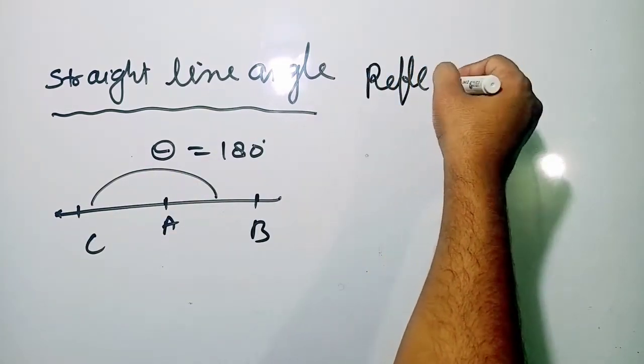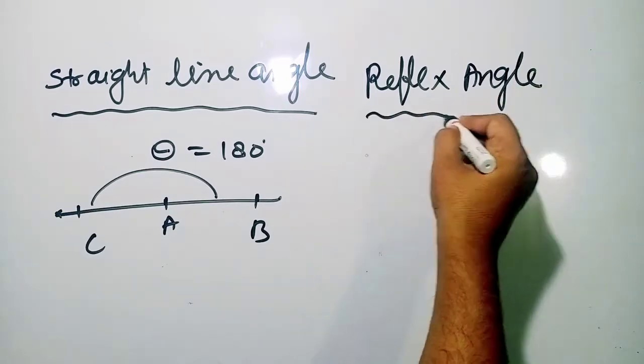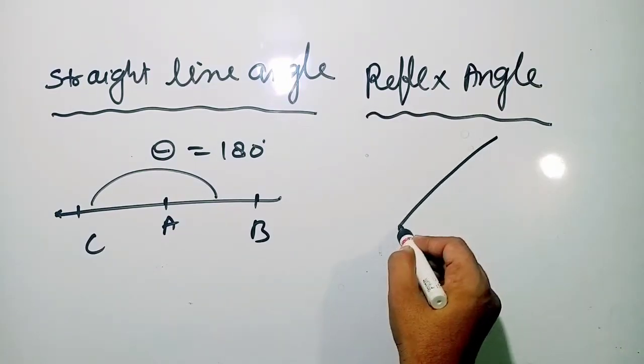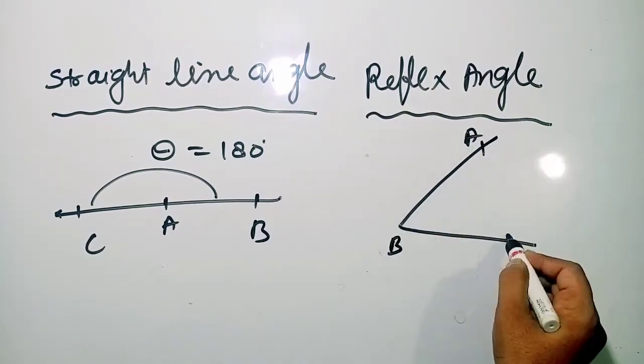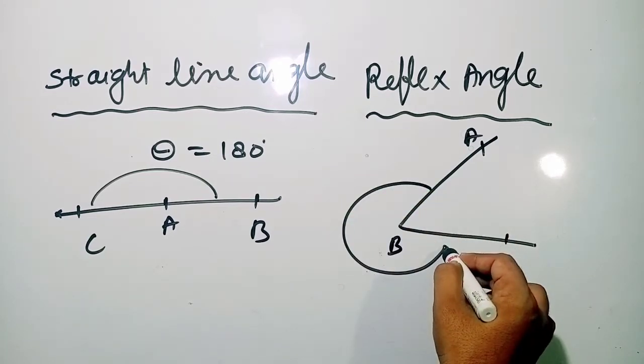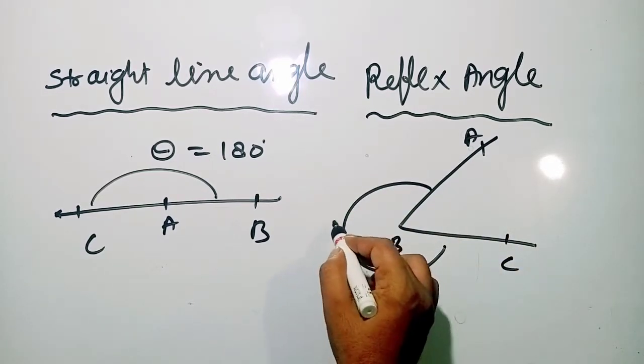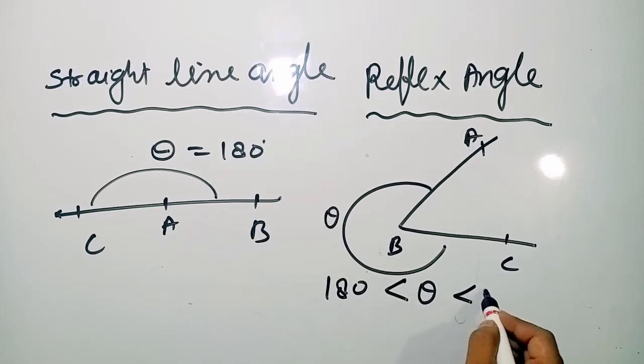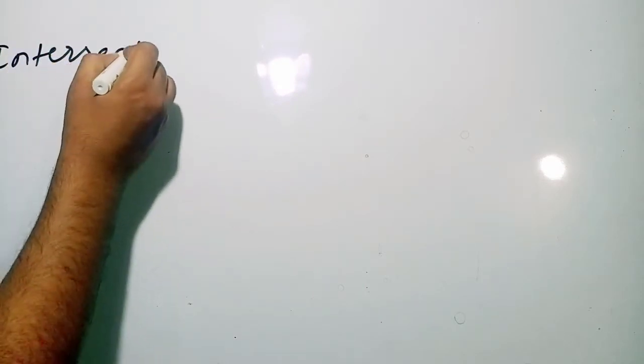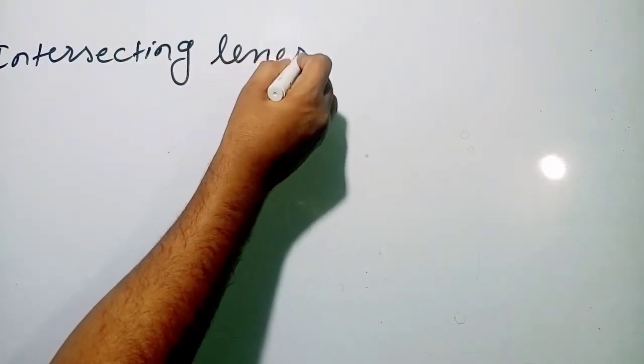This angle is known as straight line angle. Reflex angle: an angle having measure greater than 180 but less than 360 degrees is known as a reflex angle. So here angle BAC is what? Reflex angle.